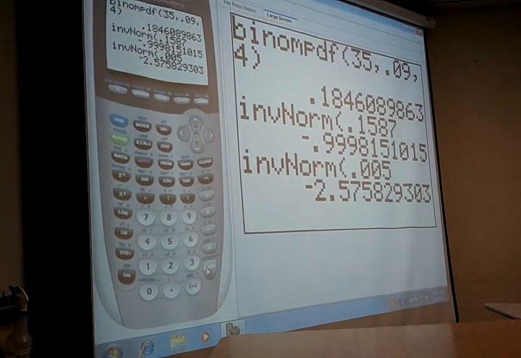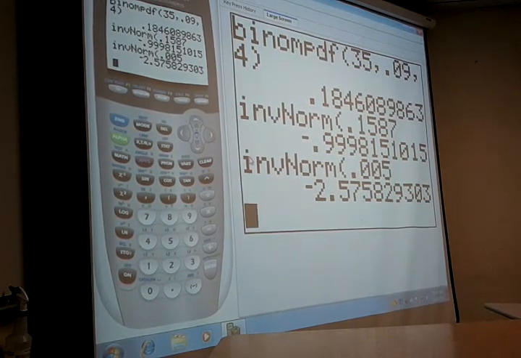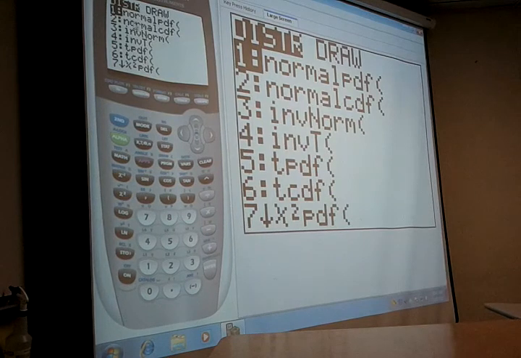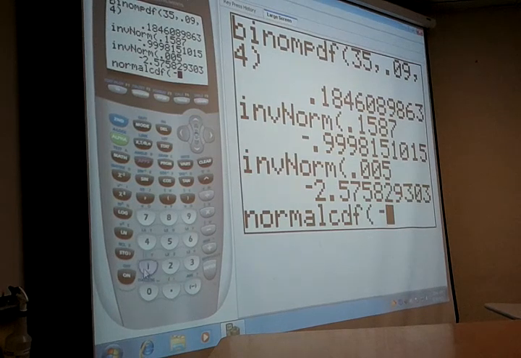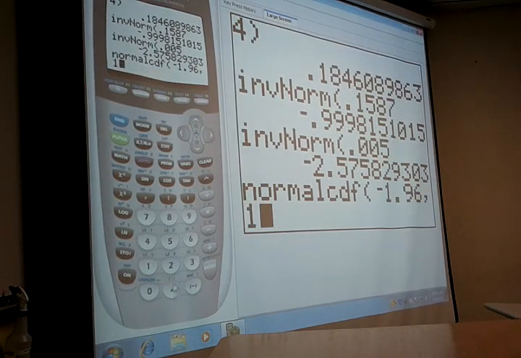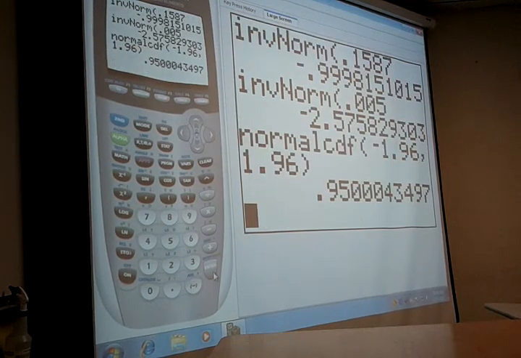And then here's the really nice thing. Let me do one that we already know. Between negative 1.96 and 1.96, does anybody know what percentage of the data would be in there? That's actually the more precise version of the empirical rule, where within 2 is 95%. Look at second vars, number two, normal CDF. I want a cumulative probability between. So I go to number two and put in negative 1.96, comma, 1.96, and there's my 95%.